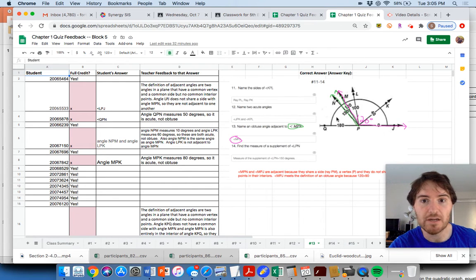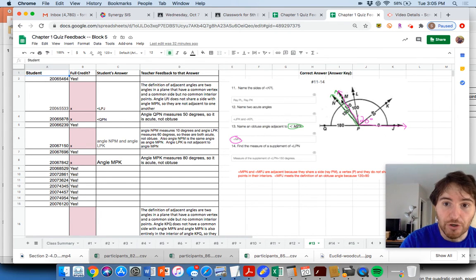You couldn't have done this one here because this one is acute here, so we couldn't have done something adjacent on the PN side because that's only 50 degrees right here. So here, the only option of this was to go all the way out like this. MPJ is adjacent to NPM, right? They share a side, and they don't share any common interior points.